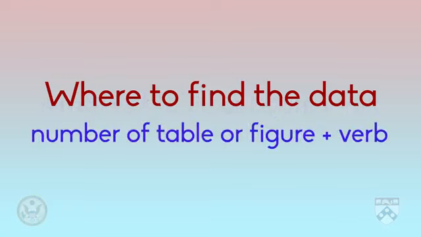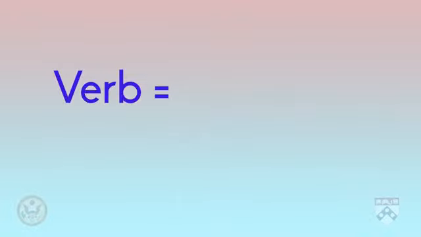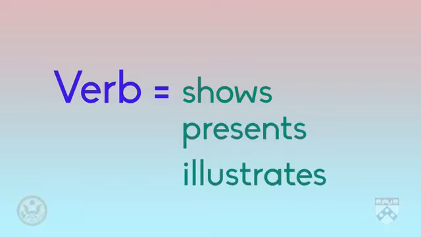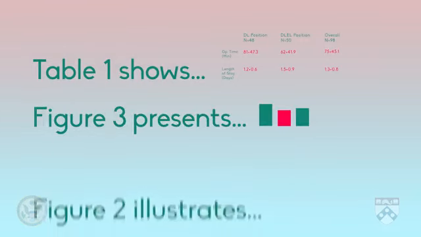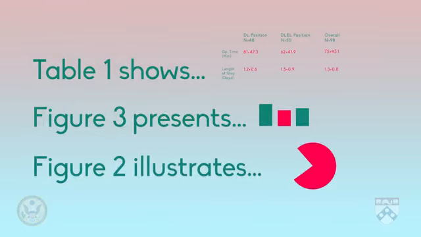At the beginning of the data commentary, it's important to let the reader know which table or figure they're looking at. We use the structure number of table or figure plus verb. The most common verb in data commentary is shows. Other common verbs are presents and illustrates. So you can begin your data commentary by saying table 1 shows, or figure 3 presents, or figure 2 illustrates. You can use any of these verbs with both figures and tables.